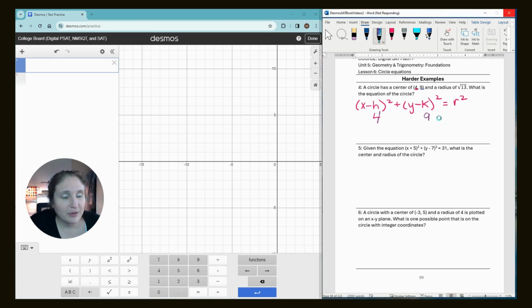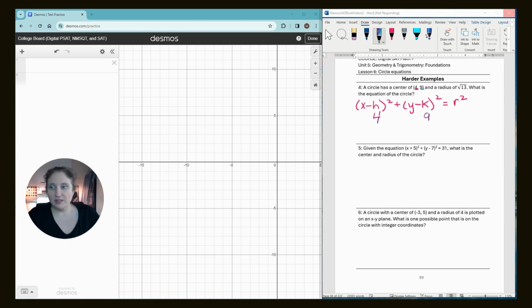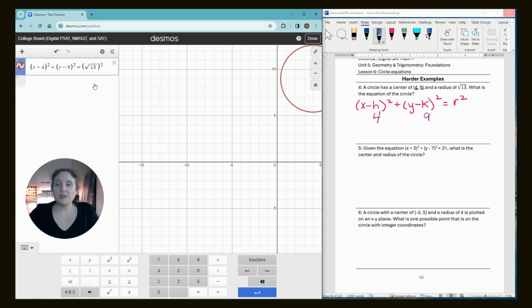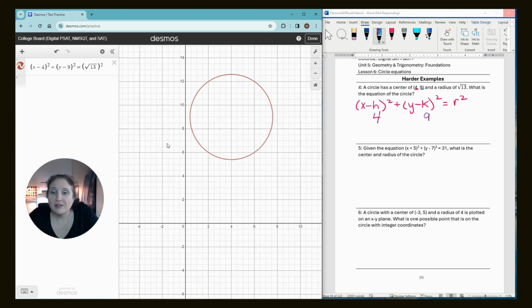I don't know why my computer is being cranky. So the formula will be (x minus 4) squared plus (y minus 9) squared equals the square root of 13, and then I'm going to go down here, the square root of 13, and that is going to be squared. And so this is my solution.